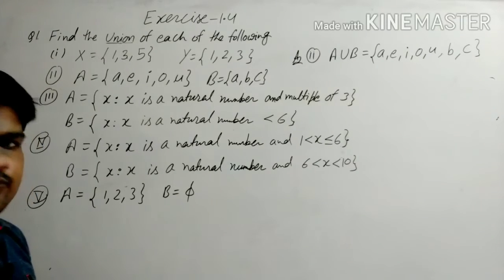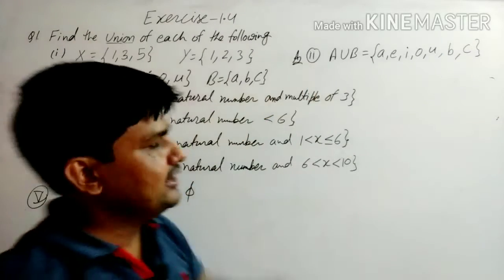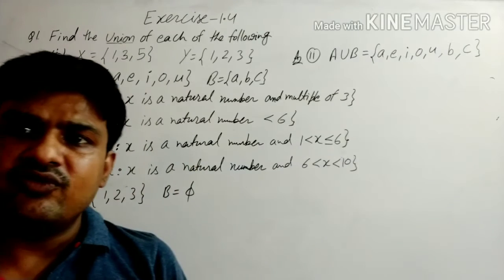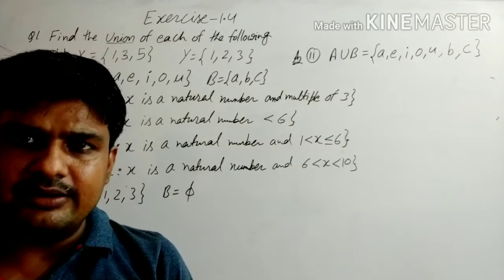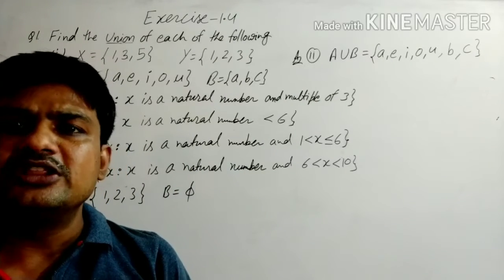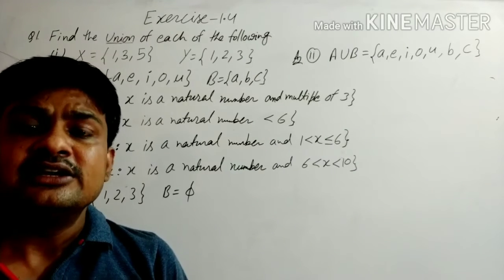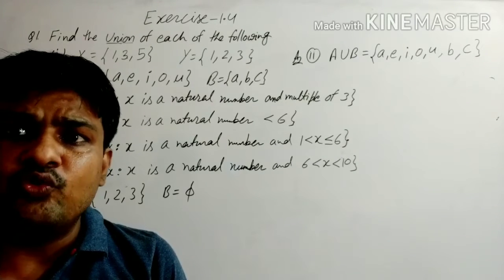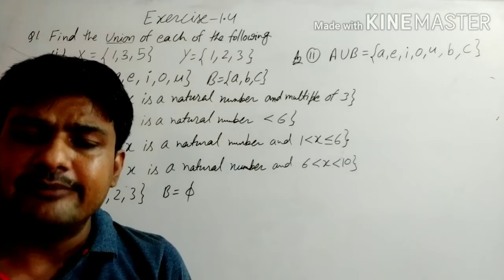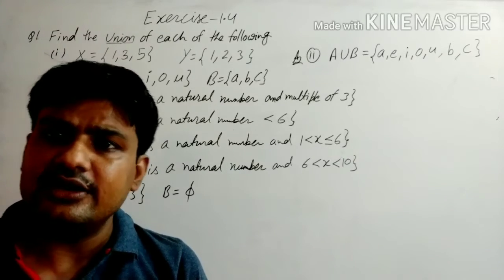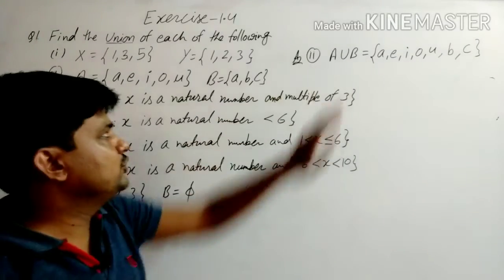So again, in a union, first of all, write all the elements of the first set, and after that, write the remaining elements which are in set B but not in set A. So this is the union.